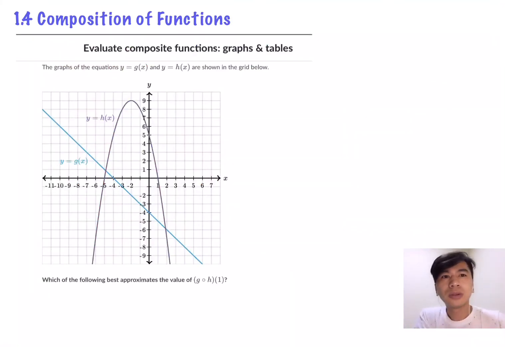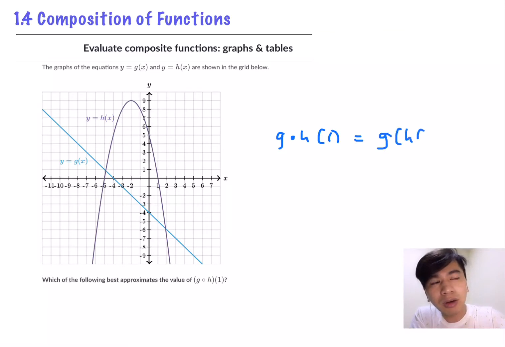Now we want to move to the next one, which is evaluating composite functions using graphs and tables. This one is using a graph. In this graph, it provides us g of x, which is the blue one, and then we have the curve, which is h of x over here. The question is, which of the following best approximates the value of g of h of 1? So this composition, g of h of 1.